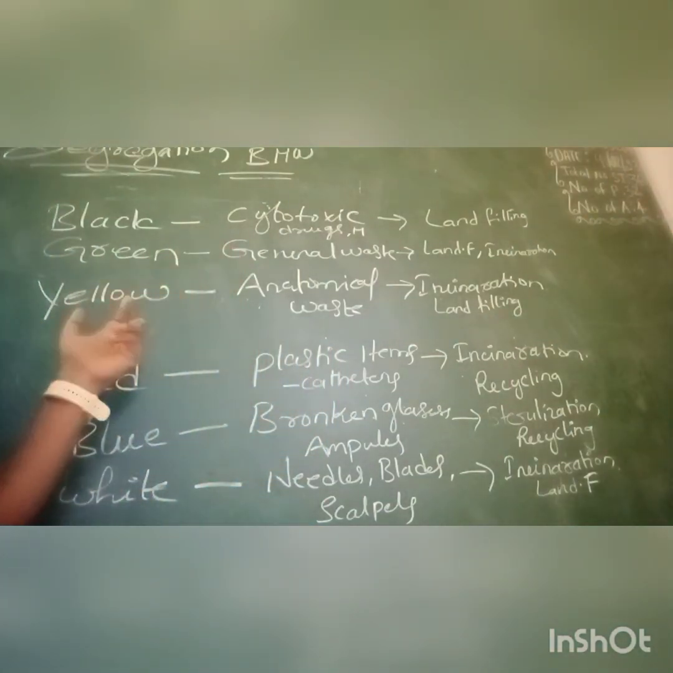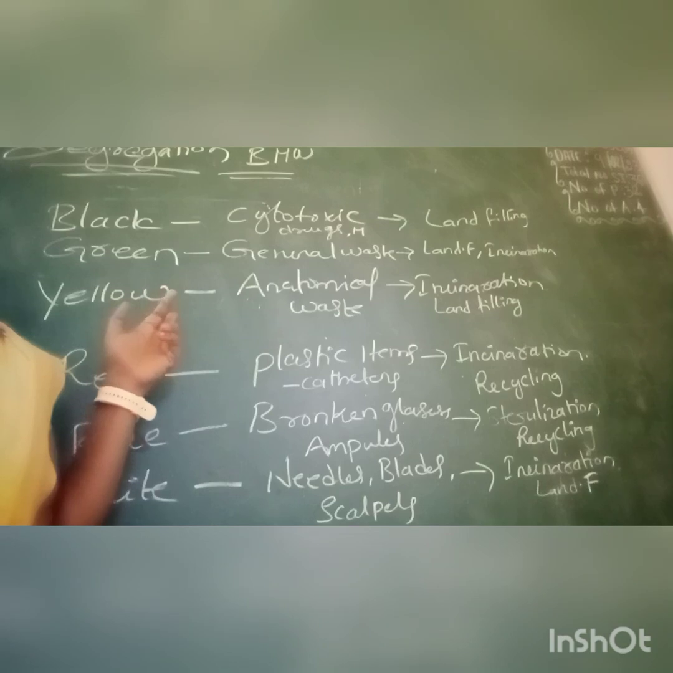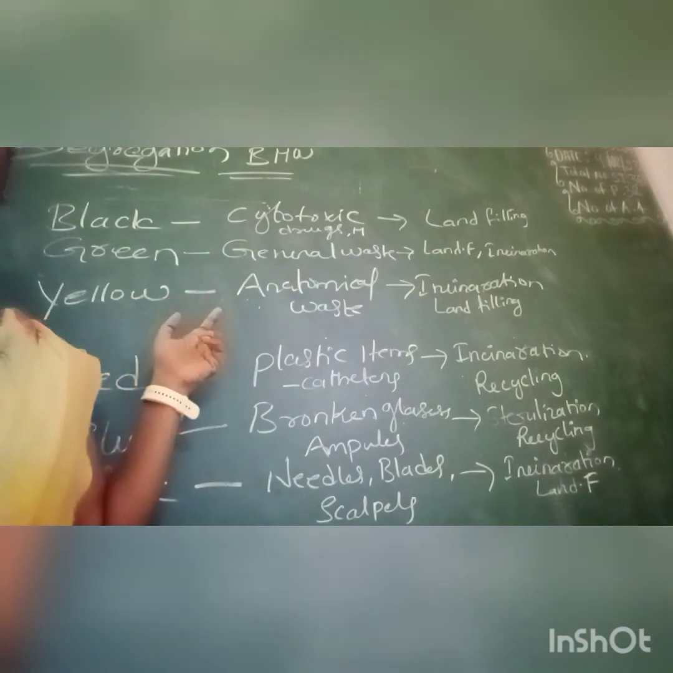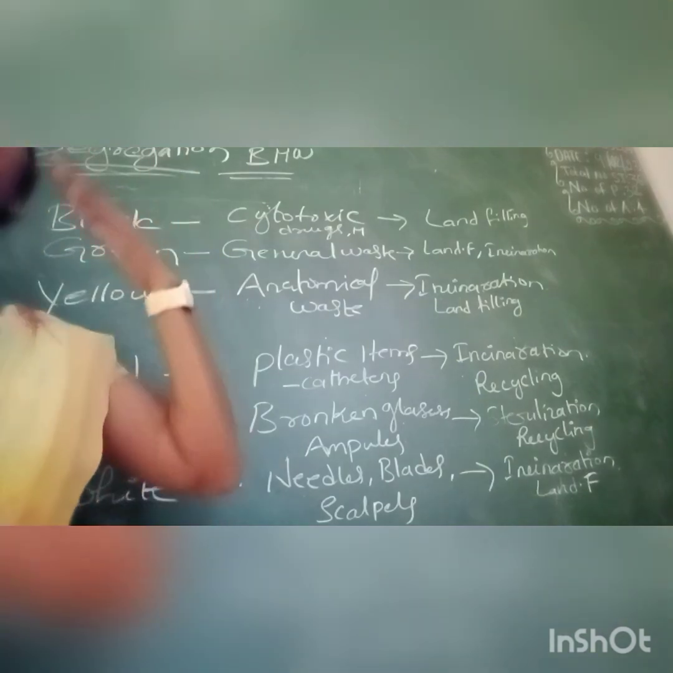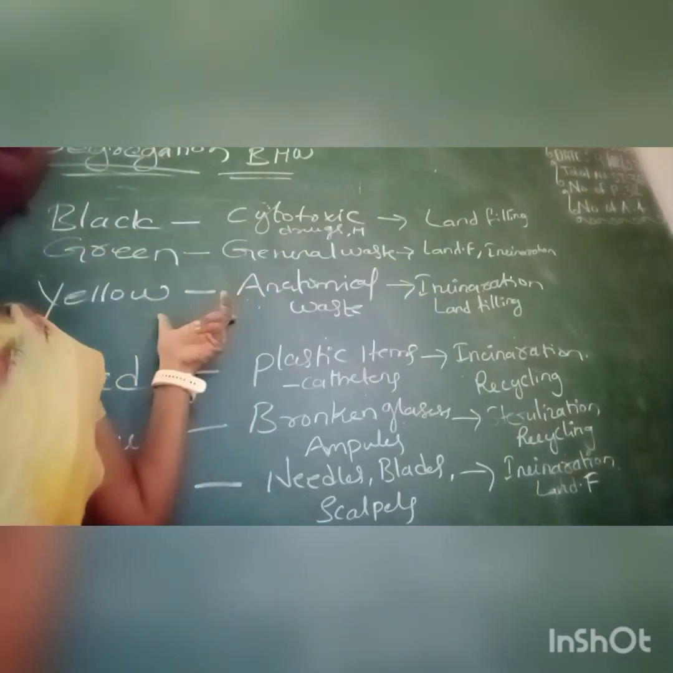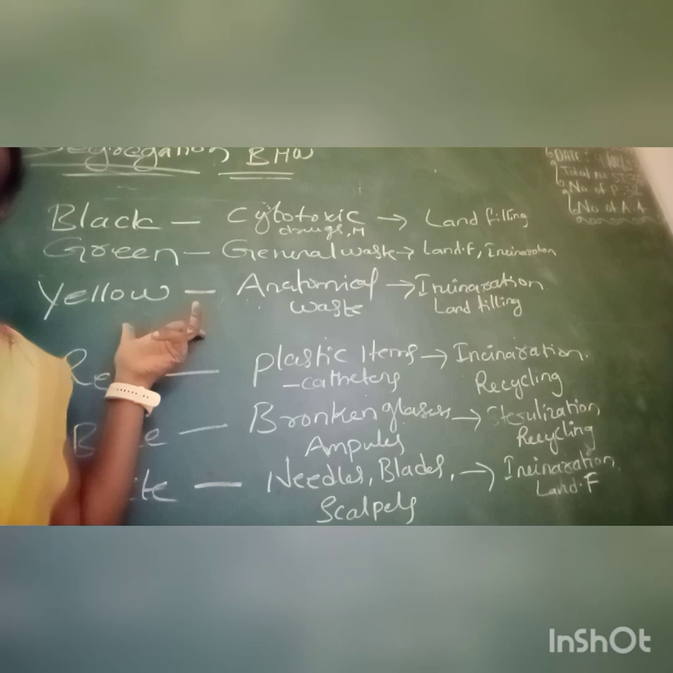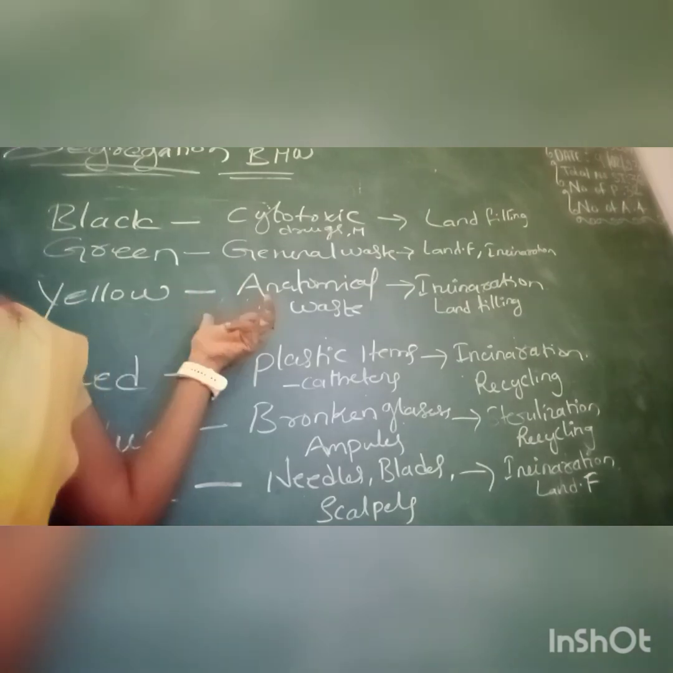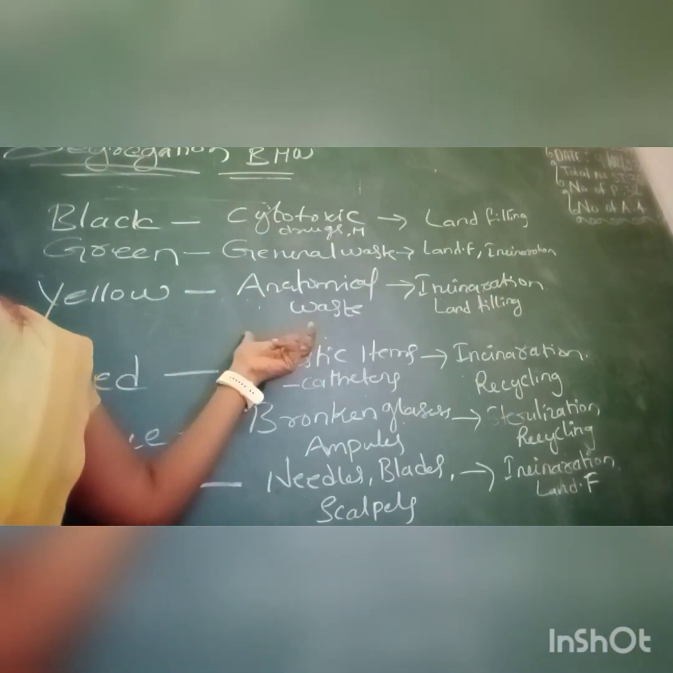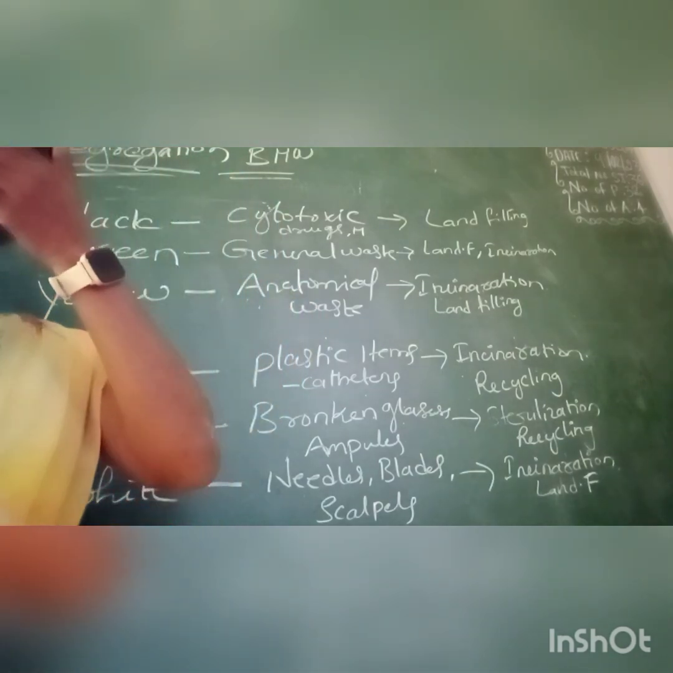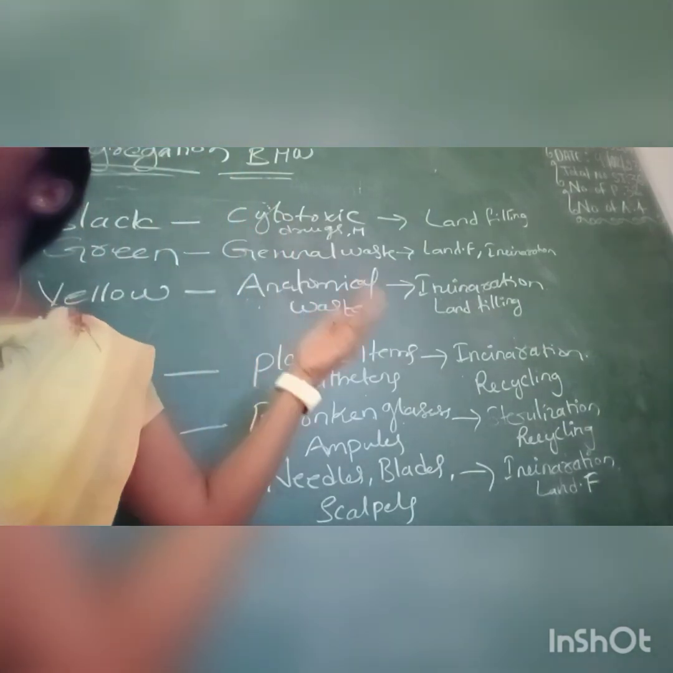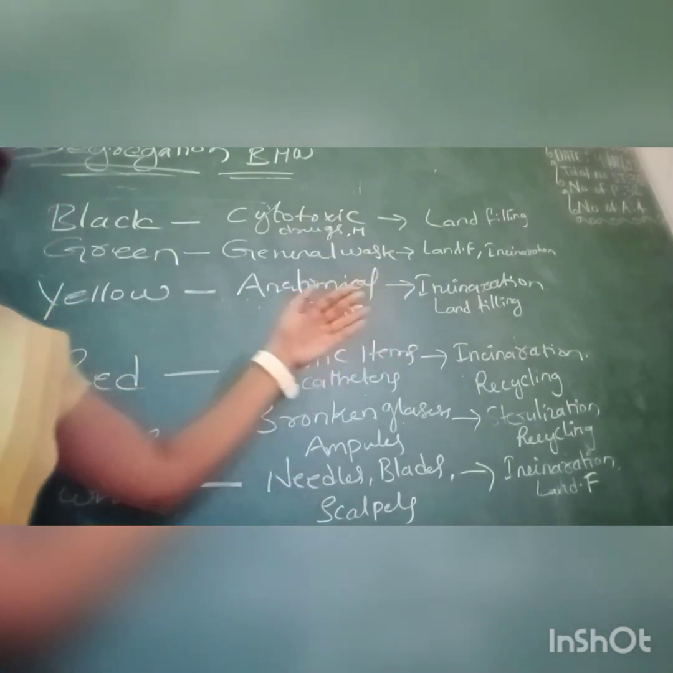So even, for example, used masks and caps also go to the yellow bin. Why? They are attached to the human bodies, right? They are exposed to the sweat and respiratory fluids. Obviously, they go into the yellow dustbin.